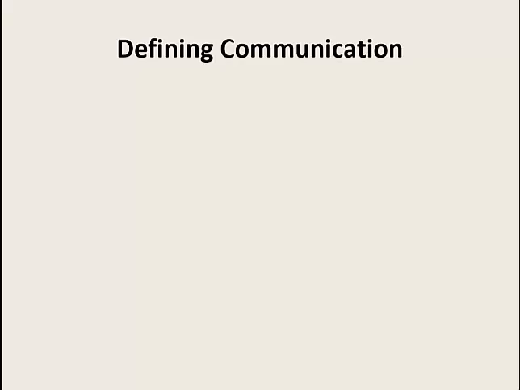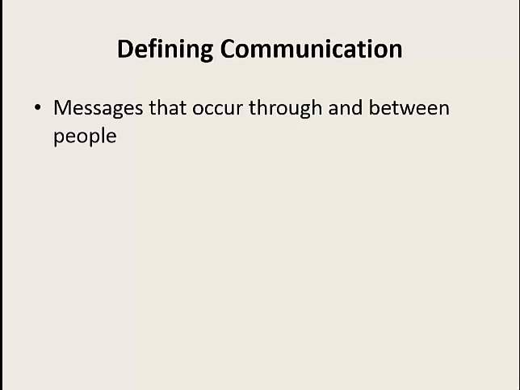Let's begin and define communication. Simply put, communication is what happens between people, and they're the messages that occur through and between us. So again, you never shut it off, and messages occur through and between people. They pass right through us. They're between us. And so that's really what communication is. It's the study of what happens between people.